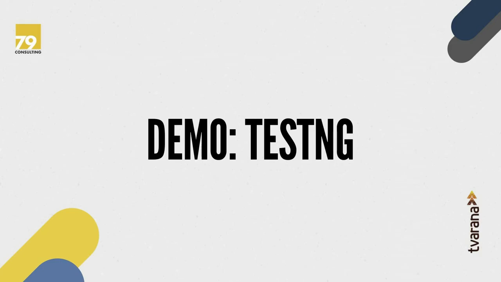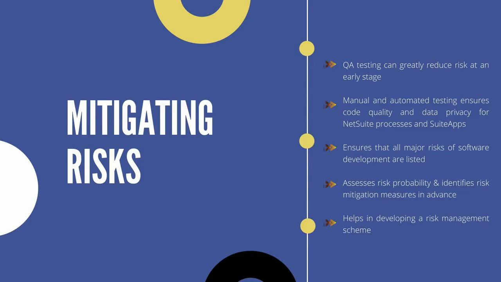All right. Let's finally talk about how QA can mitigate risks for NetSuite releases and website deployments. Sure, Tina. QA testing can greatly reduce risk at an early stage. So performing both manual and automated testing, it ensures code quality and data privacy for NetSuite processes and suite apps. QA mainly helps in the following ways.